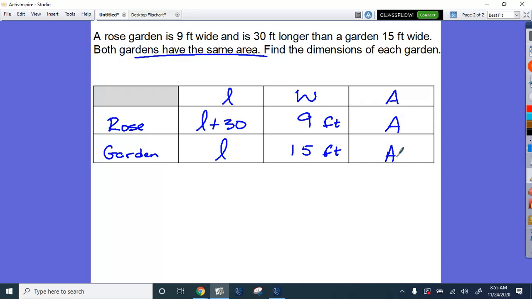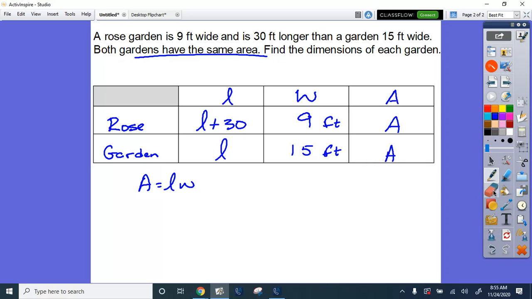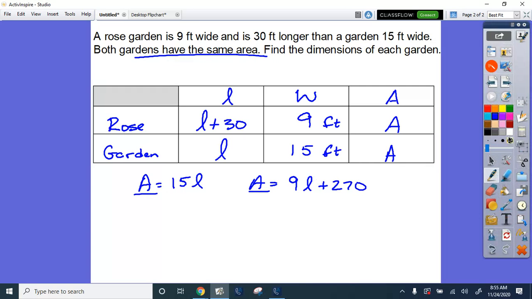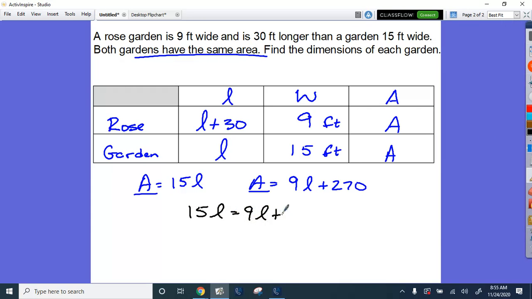So that would be the area A, in which for both of them we have an equation where A equals length times width. We're going to go back to the principle of using the transitive property here, because what I actually have is one garden where the area, if I just multiply in here, is 15 times length. The second one, the one up top here, I'm going to use the distributive property: area equals 9 length plus 270. They both equal the same variable, meaning these two equal each other. So I can write that equation: 15L equals 9L plus 270.